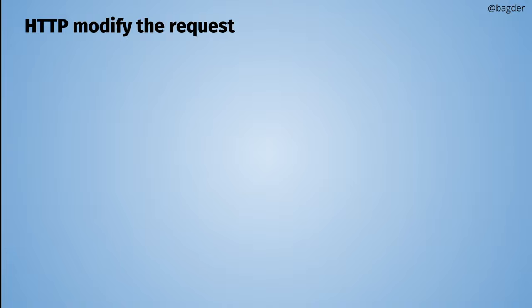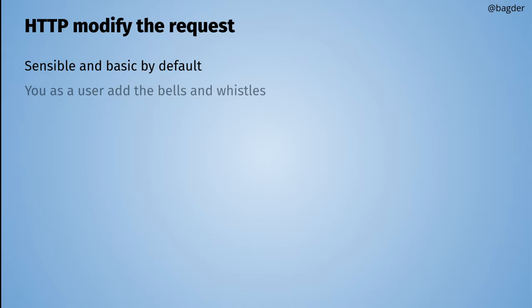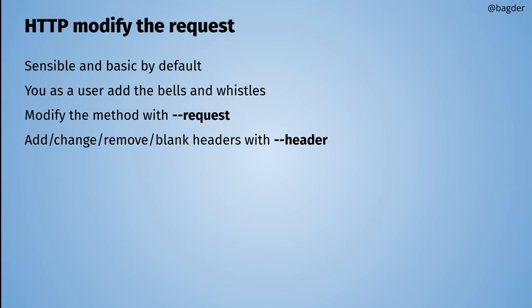And when you want to play with a request, you can do all sorts of fun things, but you should remember that curl tries to be sensible and basic by default. If you use curl and the URL, it makes a GET by default. You don't ask for GET to be used. It's just there. If you use curl dash D and send in post data, it'll do a POST by default. You don't have to ask for it. But it also means that it'll be a no-frills version. If you want to add bells and whistles, you have to tell curl to add stuff. You can modify the method with request. If you want to send a DELETE method, do dash dash request DELETE, and it'll send a DELETE instead of a GET by default. You can change headers with the dash dash header option.